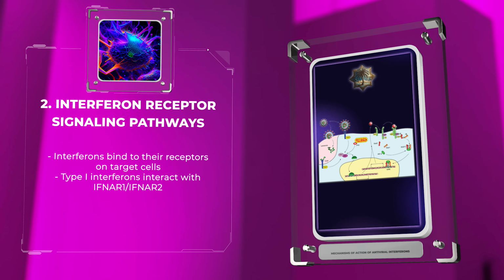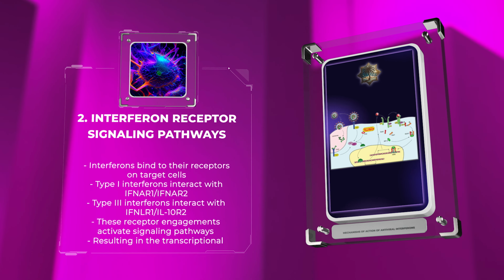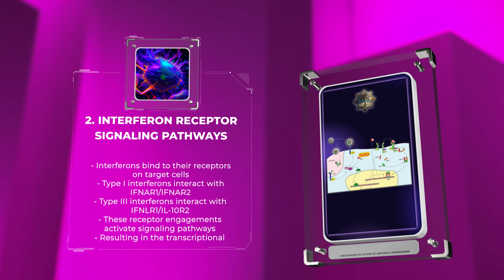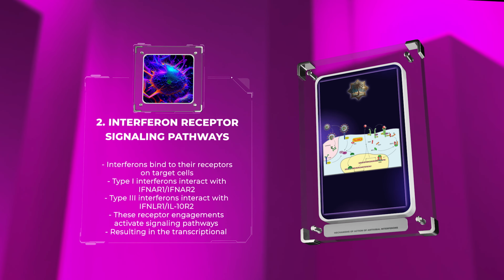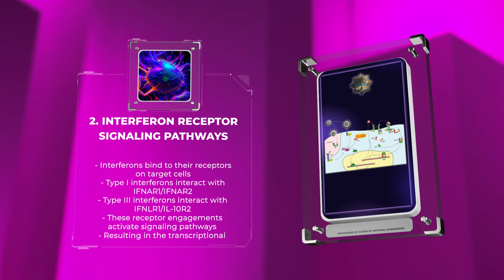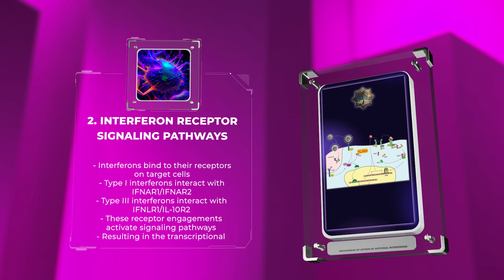Interferons, once secreted, bind to their receptors on target cells. Type I interferons interact with IFNR1/IFNR2, while type III interferons interact with IFNR1-IL10R2. These receptor engagements activate signaling pathways involving JAKs, STATs, and ISRs, resulting in the transcriptional activation of ISGs. Type III interferons use different STATs for signaling specificity.